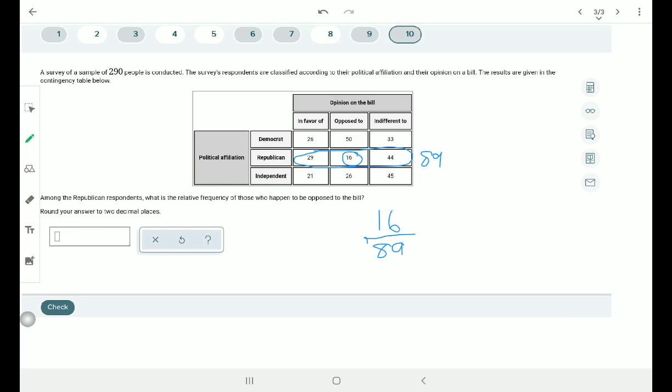So 16 out of 89. If I do 16 divided by 89, I get a really long decimal, but it says to round my answer to 2 decimal places. So that is going to be 0.18. That would be my answer, 0.18. So that's how you would answer question 10. If I wanted to make that a percent, I would multiply by 100, but in this case it doesn't ask for it. It just wants that decimal.